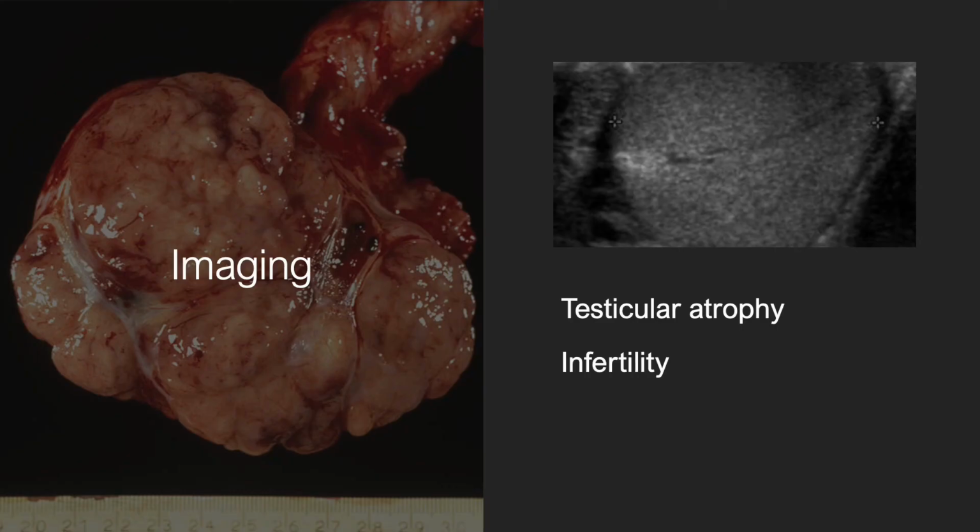What about imaging? Imaging is actually really crucial because testicular atrophy and infertility are risk factors for testicular cancer. So we usually do testicular ultrasounds in these patients to look for any neoplasms.